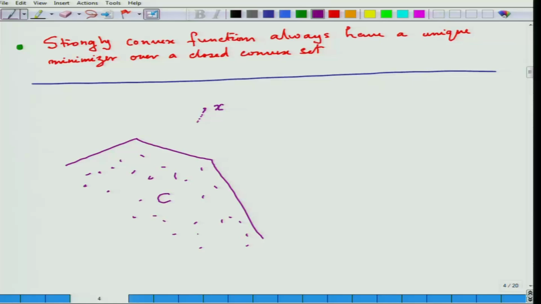Let us drop a perpendicular from x to the set C, and then you know that except this point, which I call x bar, there is no other point on this line segment which is lying on C. So, through any such line, take the midpoint of this, and draw a line perpendicular to this line, x minus x bar, and this could be the separating hyperplane, or strictly separating hyperplane.